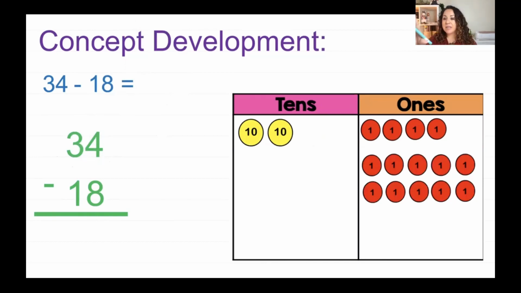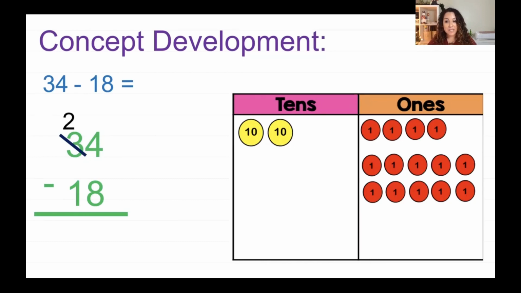Now that I've unbundled a 10, to show this in written form, I need to show what I see. So how many 10s do I have left? Do I have 3 10s still? I do not have 3 10s. So how many 10s do I have left? I have 2 10s left. So let's go ahead and represent that with a 2.